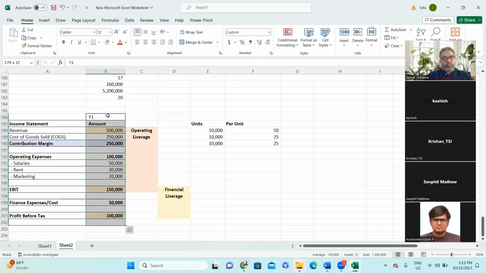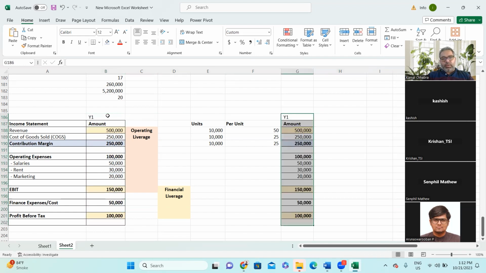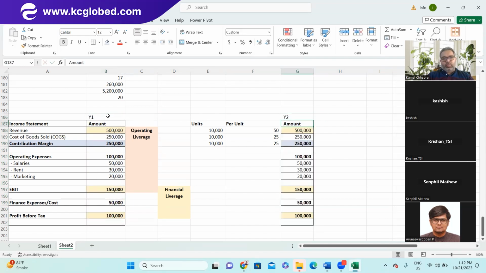Now let's assume in year 2 you have, let's say, $600,000, $280,000, and let's assume you have salary 55,000, 32,000, 23,000, right? And your financial cost is $60,000. So let's assume this is your year 2 numbers, right?